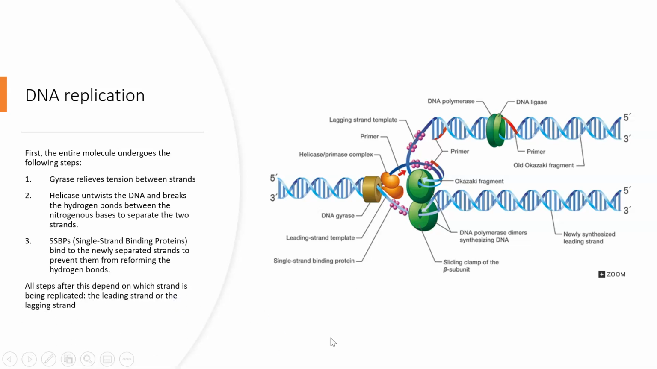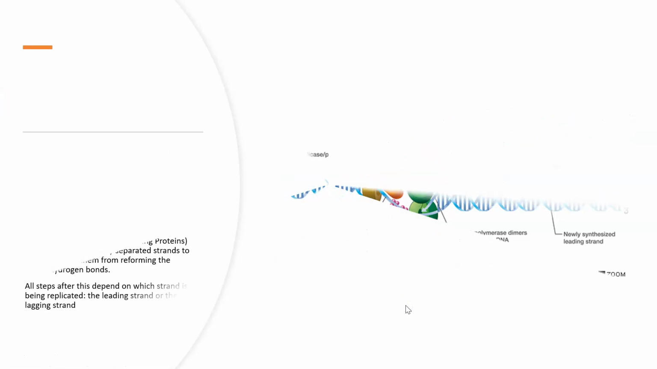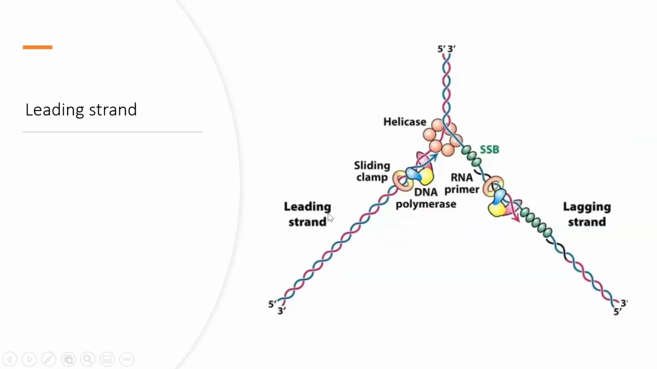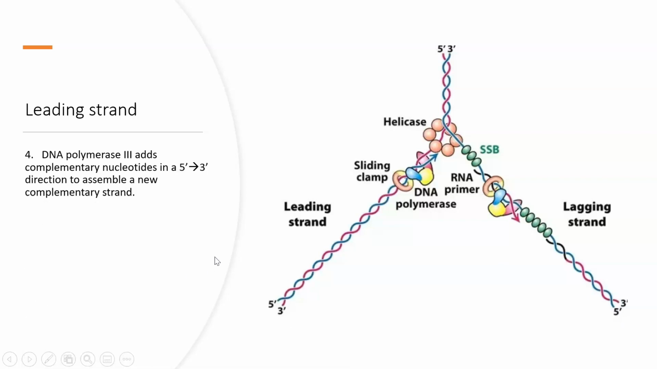All steps after this depend on which strand is being replicated, the leading strand or the lagging strand. That is due to the fact that, let me get my diagram, the leading strand is going from the 3' end and the lagging strand is going from the 5' end. So let's look at the leading strand. The DNA polymerase adds complementary nucleotides in a 5' to 3' direction.